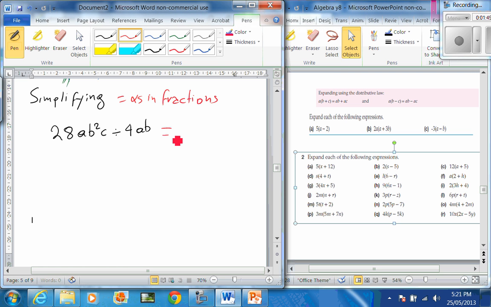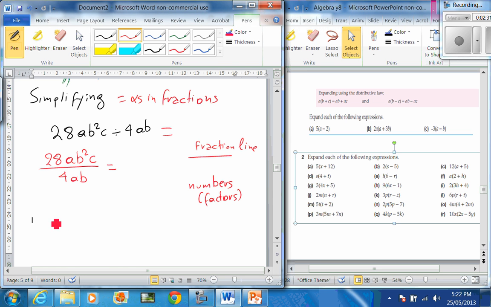So how do I write this? First things first, use the fraction line. Need to write it properly. So write 28ab squared c divided by 4ab equals to the next step. What's my next step? I'm working with numbers first, and I need to find, again I remember my factor tree, I need to find the factors that make 28 and 4.